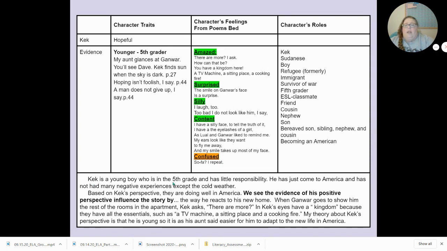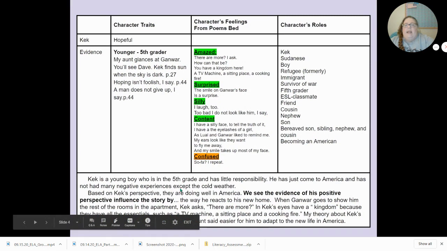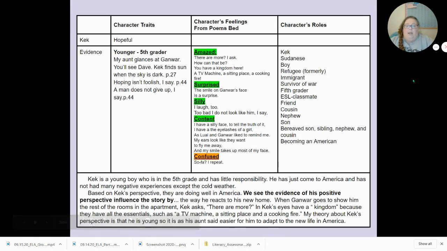Keck is a young boy who is in the fifth grade and has little responsibility. He has just come to America and has not had many negative experiences except the cold weather. Based on Keck's perspective, they are doing well in America. This is a key sentence starter that I want you to try to use in your stop and jots. We see the evidence of his positive perspective. So obviously, if your character is not positive, you wouldn't use positive in front of that. So you could use positive or you could use negative.